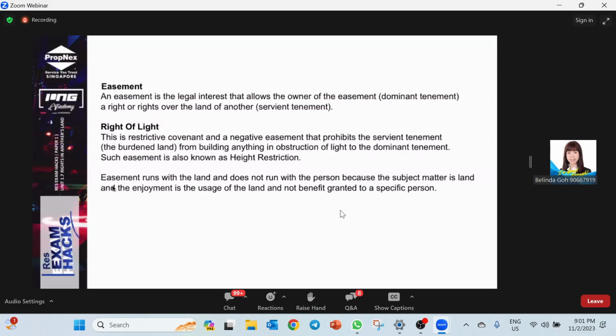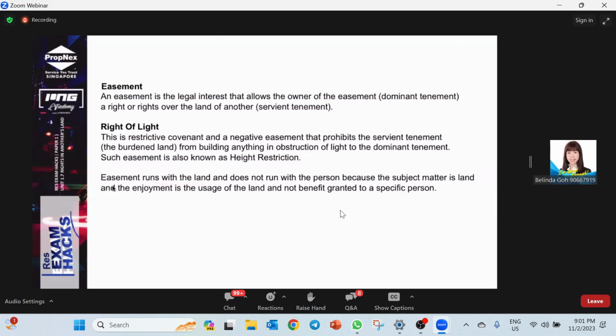This is a restrictive covenant and a negative easement that prohibits the servient tenement, the burdened land, from building anything in obstruction of the light to the dominant tenement. Such easement is also known as height restriction. Okay, easement runs with the land and does not run with the person.